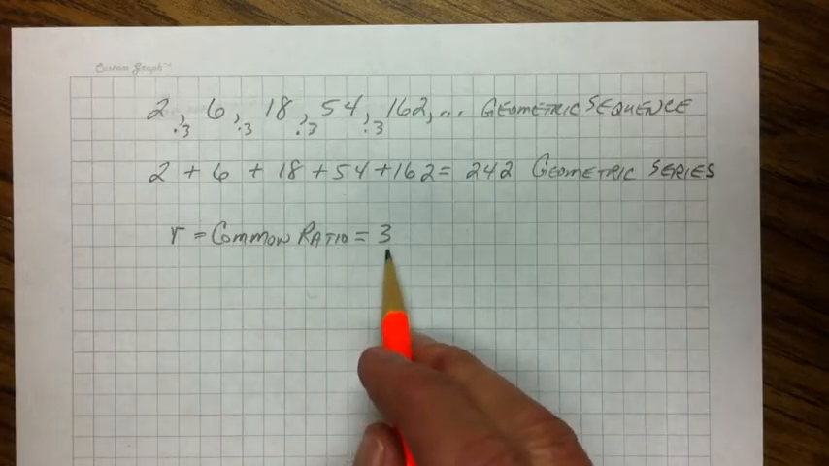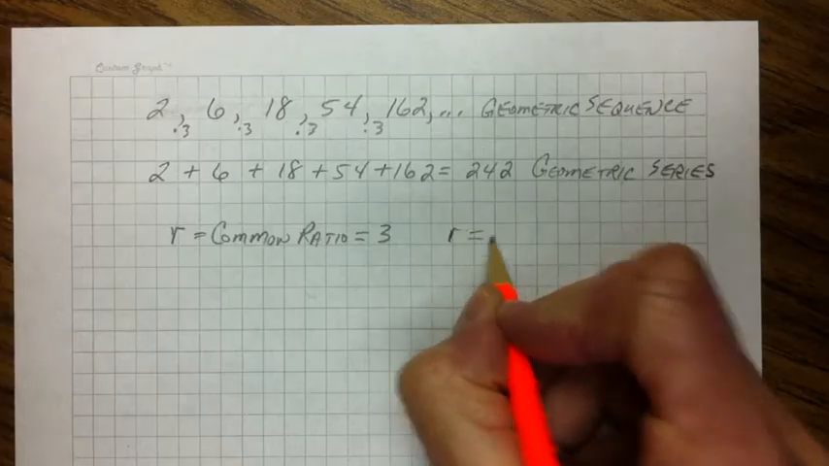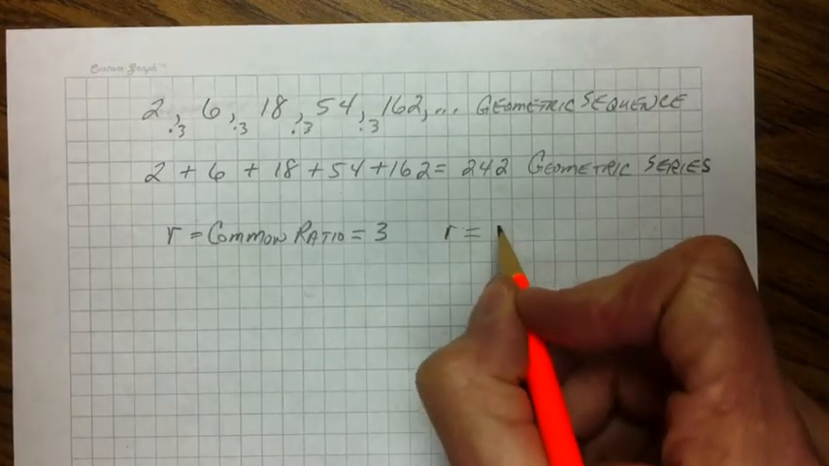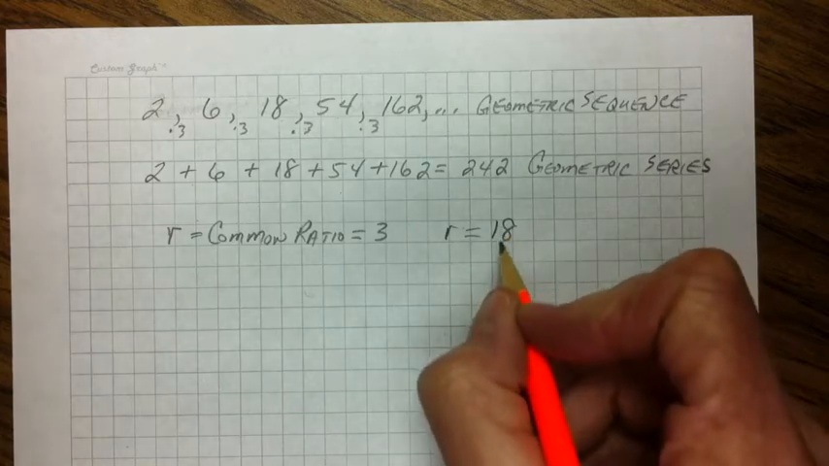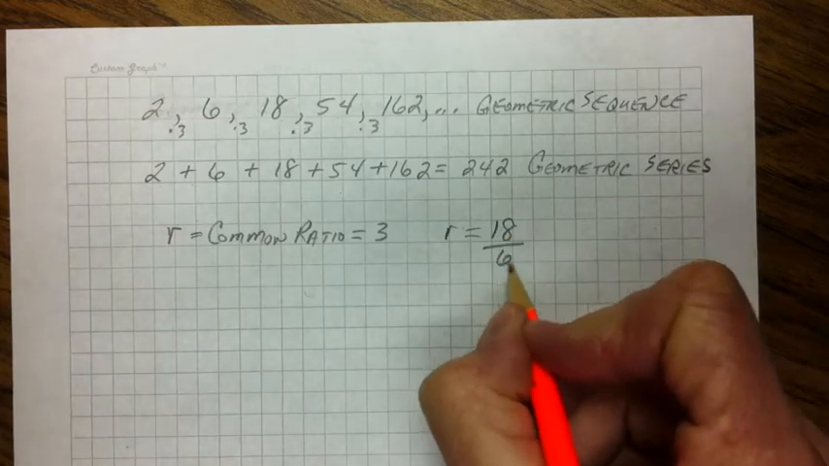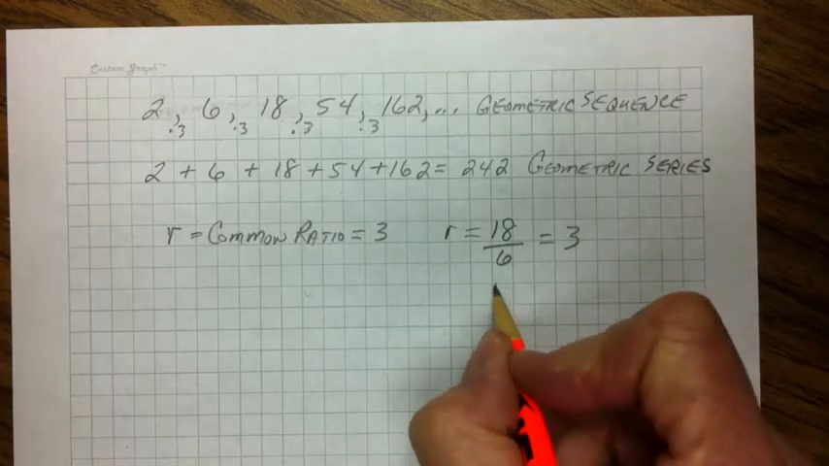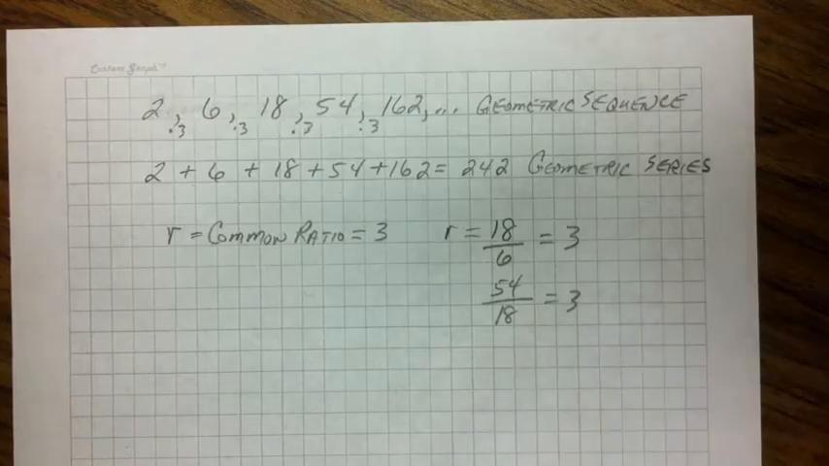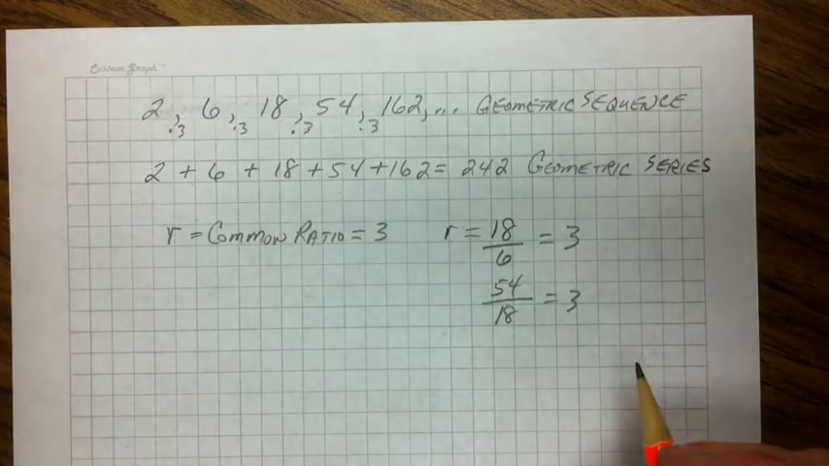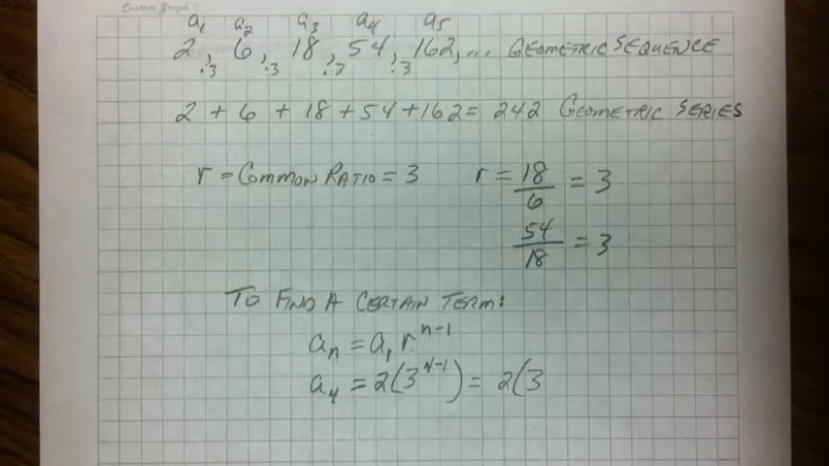Common ratio is 3. Now that was obvious, we were multiplying by 3, but if you need to calculate it, you just take any number in the sequence, for example 18, and divide it by the number that came before. So I could do 18 divided by 6 equals 3, or I could do 54 divided by 18 gives me 3. I can pick any number in the sequence and divide it by the number that came before to calculate r.